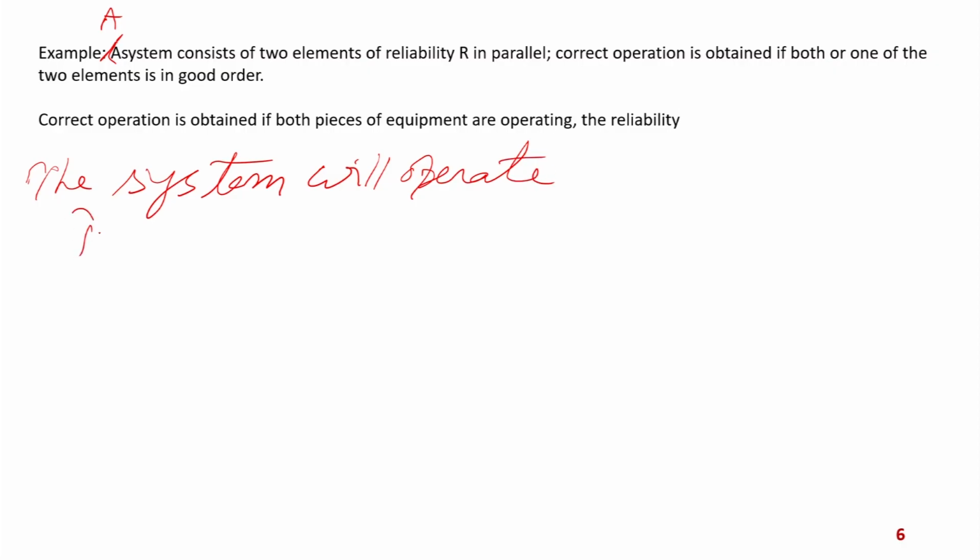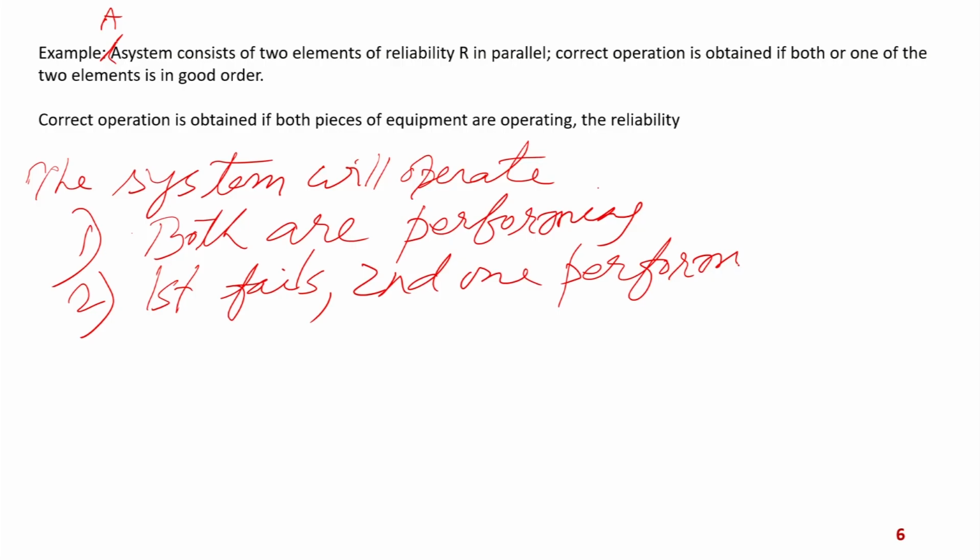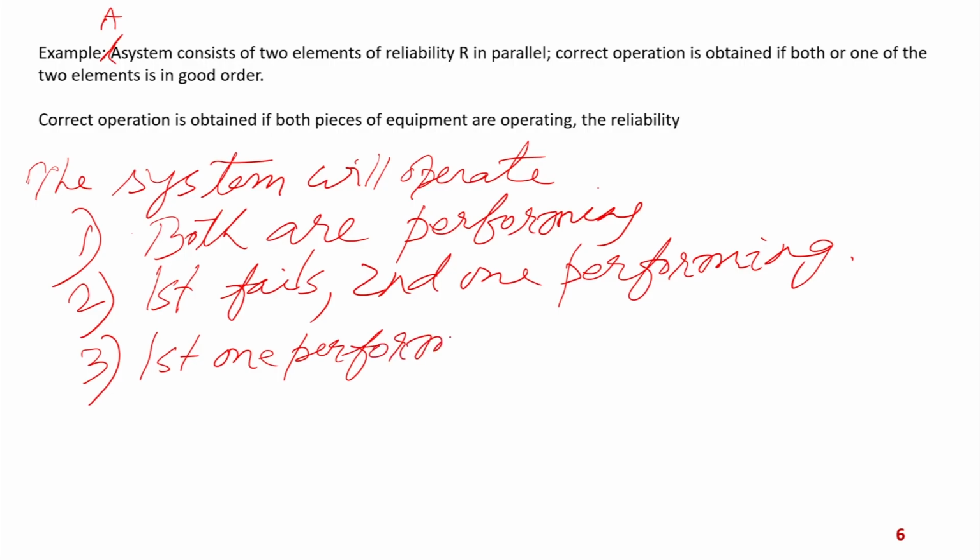What is the first condition? Both are performing. The second case is the first one fails, the second one performing. The third case is the first one performing, the second one failed.